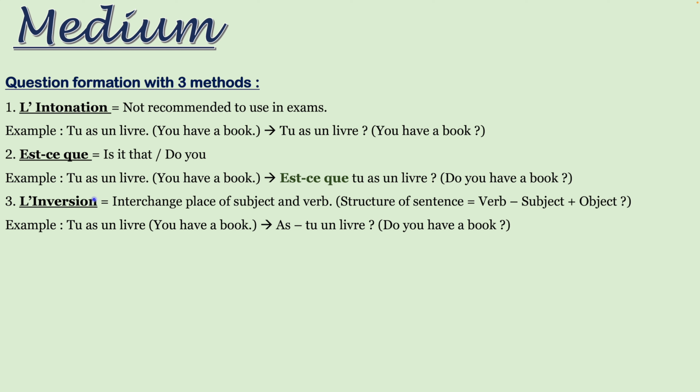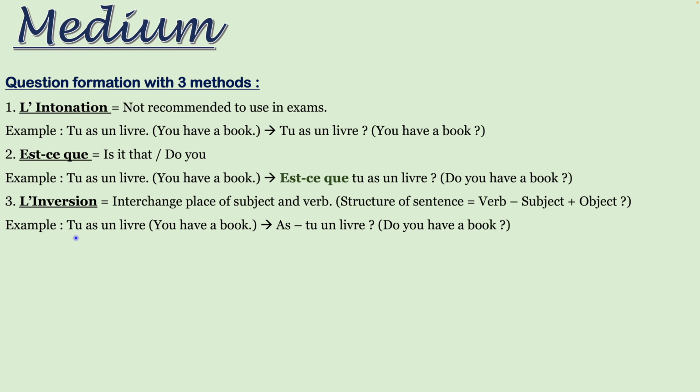So inversion is switching up the places of the subject and the verb. The structure of the question you make would now be verb-hyphen-subject, followed by the object, with a question mark. Right? "I am a girl" would have been "Am I a girl?" Right?